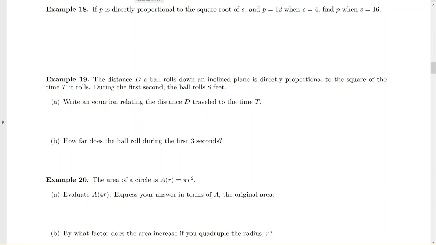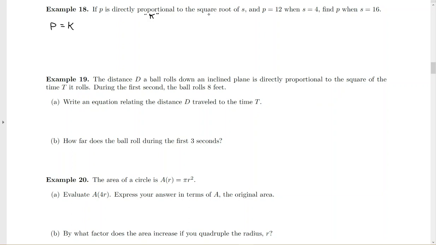To answer this question, for example 18, we're going to set it up again using our constant of proportionality, because I see that phrase directly proportional. So that makes me think I need a k when I see that in here. So I'm going to start out with, if p, so that's starting my p is, there's your equals, directly proportional to the square root of s.